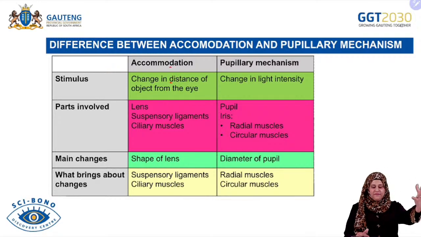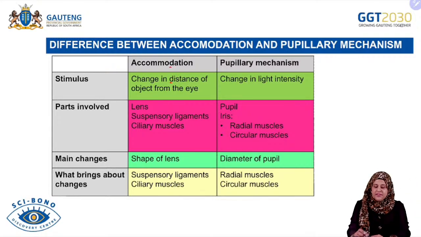So I'm looking at something far away. And for the pupillary mechanism, it is light. Light is the stimulus for the pupil to become bigger or smaller, and for accommodation to focus onto the retina, that is for near or for distant vision. Now, the parts that are involved.